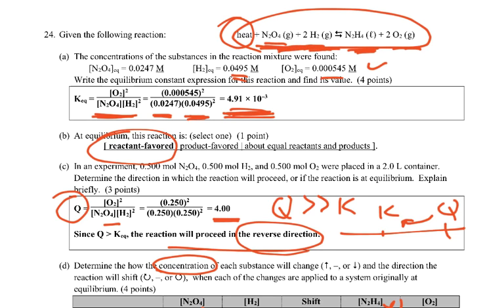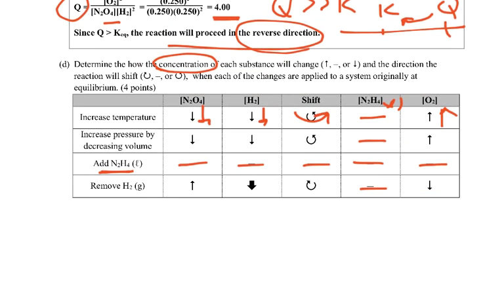If we increase the pressure by decreasing the volume, well, we have 1, 2, 3 moles of gas on the left side, and we have 2 moles of gas on the right side. So we want to shift to the side with fewer moles of gas. We're going to shift to the right, and that means this is going to go up, and these two are going to go down.